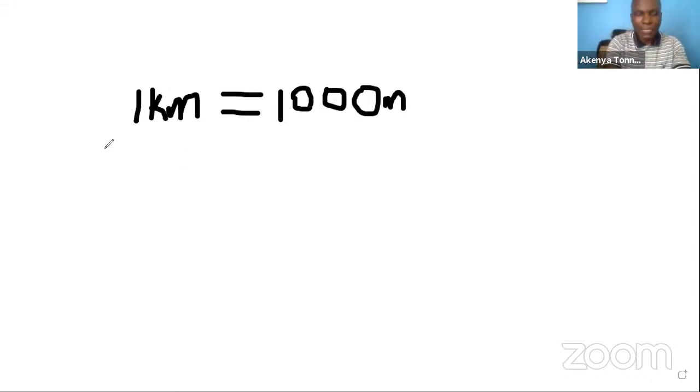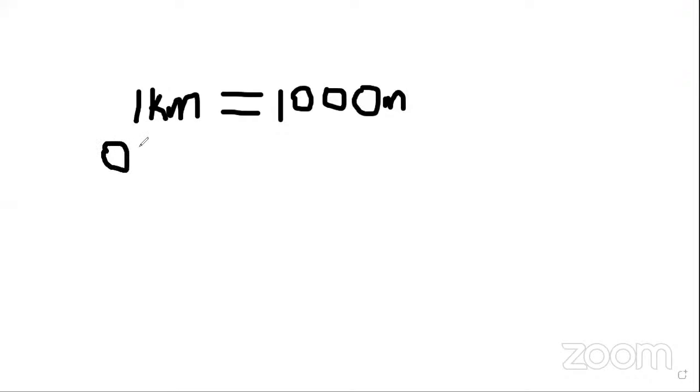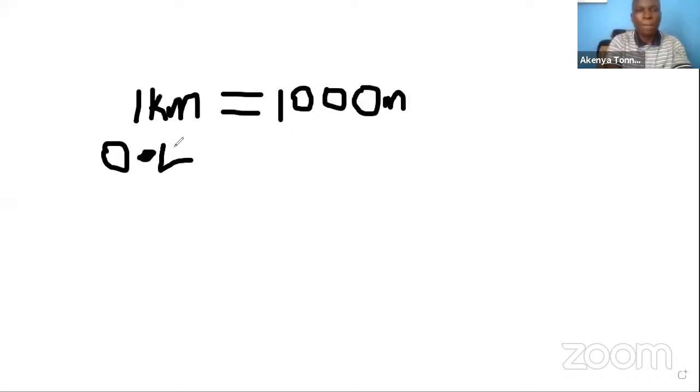What are we changing? We are changing 0.43 kilometers. Don't mind about what I'm writing, so long as you are picking it clearly. 0.43 kilometers. Now, this is not a whole number. This one has a decimal point. So somebody said, I have changed that decimal point into a fraction.